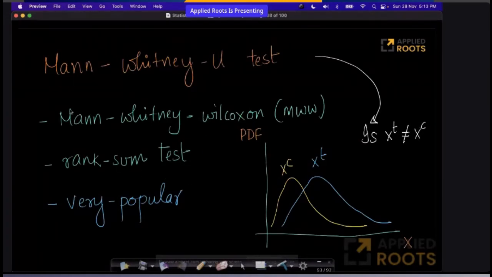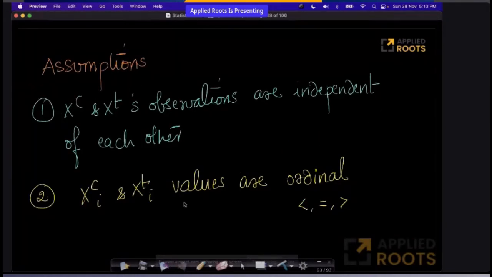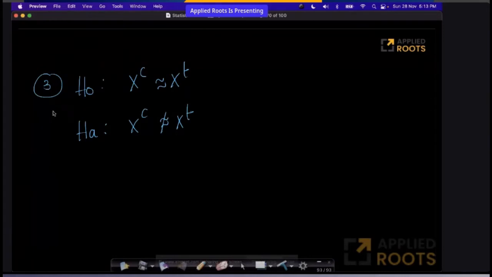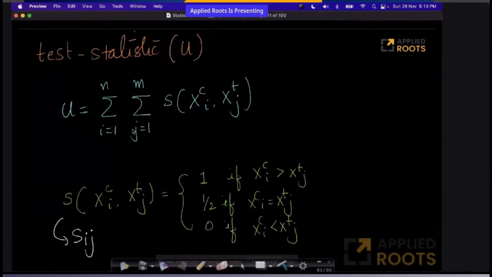Then we went on to discuss the Mann-Whitney U test, a very popular test that checks if two distributions are similar or not. Very popular, very simple to understand. The underlying assumptions of Mann-Whitney U are that the observations from control and treatment are independent, and all the observations in control and treatment can be compared. That's the keyword. The null hypothesis is that both control and treatment have the same distribution. The alternative hypothesis is they don't have the same distribution.